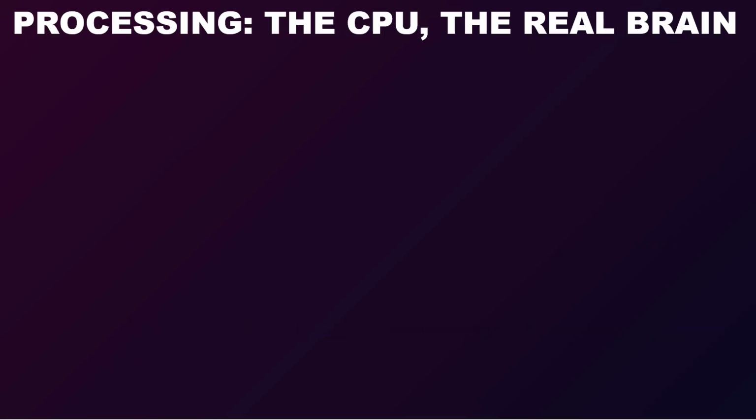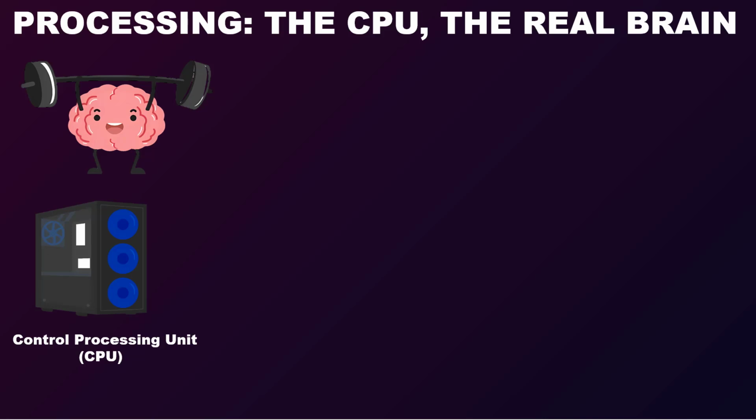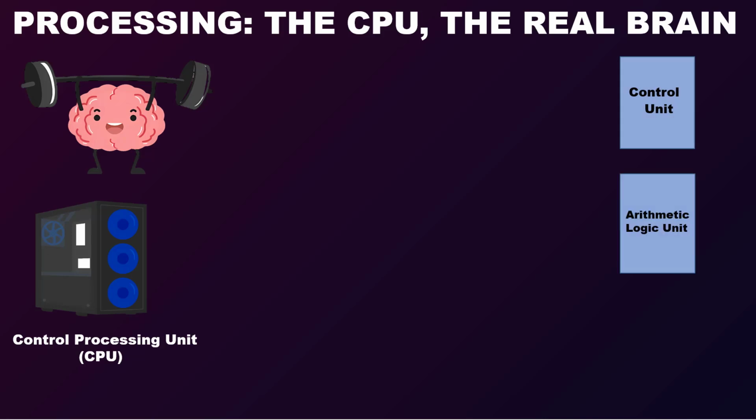Processing: the CPU, which is the real brain. Now that the computer has the input, the real magic happens in the CPU, the central processing unit. You can think of it as a hyper efficient brain made up of millions of microscopic switches called transistors. A modern CPU can have billions of transistors turning on and off billions of times per second. That's what we call clock speed, measured in gigahertz. Inside the CPU, three parts work together like a team: the control unit, the arithmetic logic unit, and the registers. The control unit directs all traffic and tells other parts what to do. The ALU performs math and logical comparisons. Registers are tiny boxes inside the CPU holding quick data.